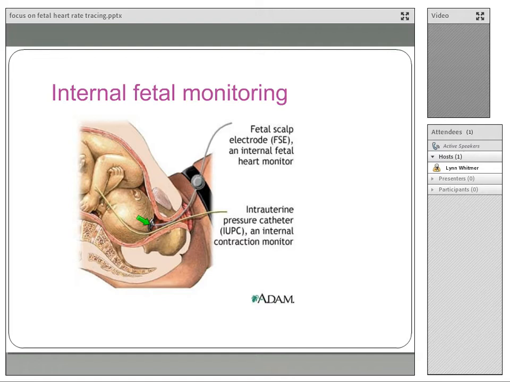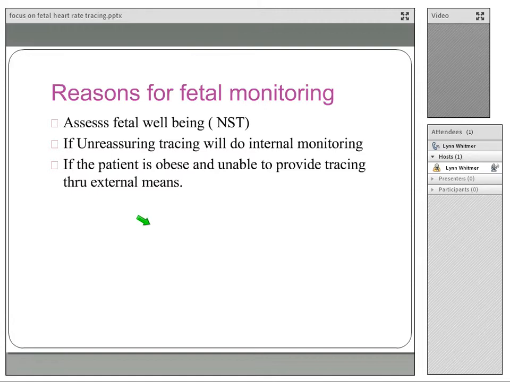Reasons for fetal monitoring. Again, we want to assess fetal well-being. If it's unreassuring, we'll do the internal monitoring like we talked about. And if a patient is extremely obese and is uncomfortable, or we cannot put the external monitors on her comfortably and we're not getting a good tracking, we might want to do it for that reason as well.